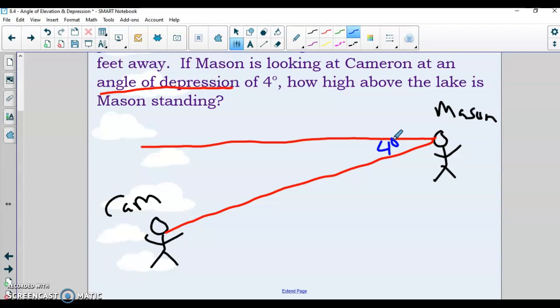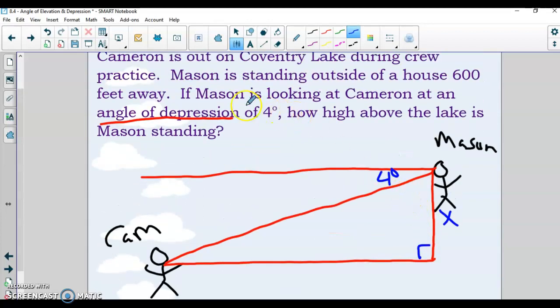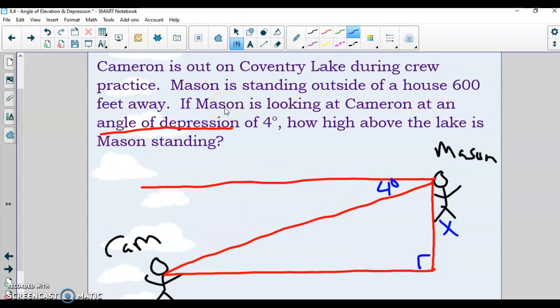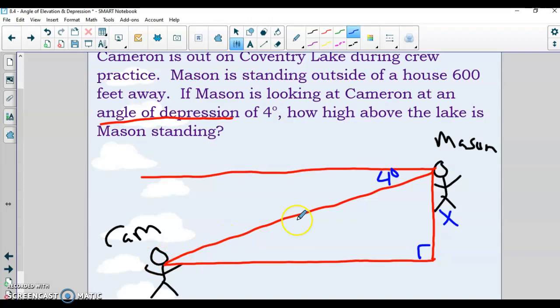Now I'm trying to figure out how high above the lake Mason is. Cameron's on the lake, so I'm going to figure out how far down from there Mason is. And there's our right triangle. There's my right angle. We're trying to solve for how high above the lake Mason is, so I'm going to call that x. The other thing we know is that Mason is standing outside of a house 600 feet away from Cameron. That's the straight distance from Mason to Cameron, so I'm going to label that over here as 600.